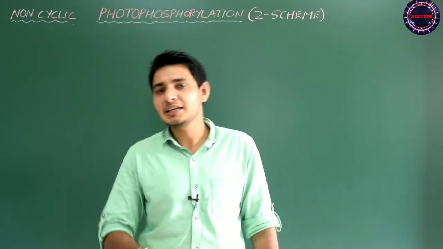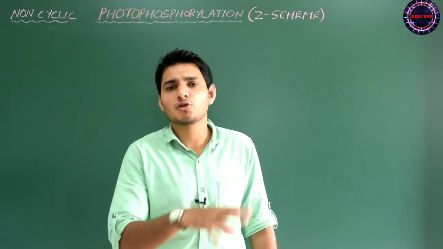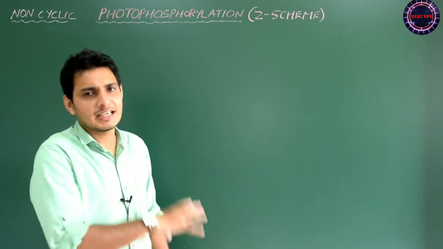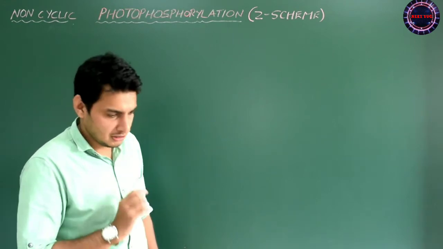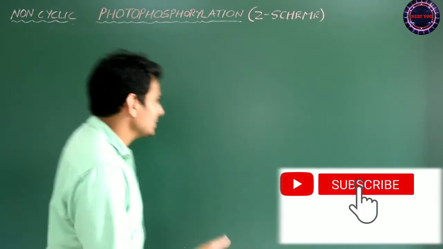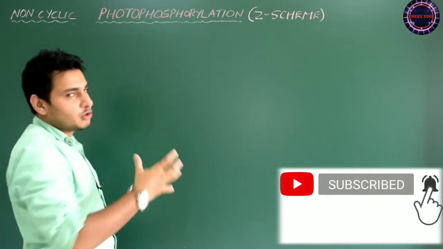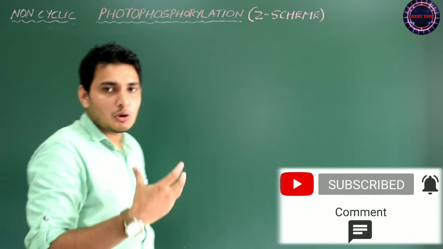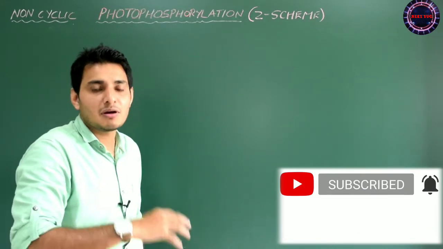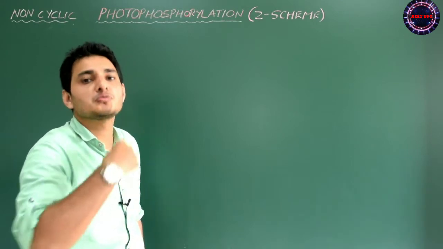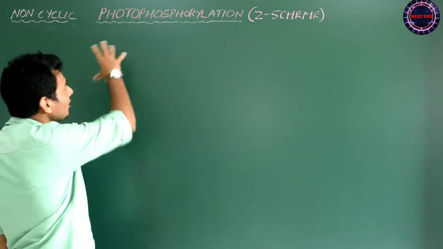I am Arun Kumar. Here I am going to explain non-cyclic photophosphorylation, also called the Z scheme of electron transport system during photosynthesis. What is photophosphorylation? Photo means light, and phosphorylation is the process of synthesis of ATP from ADP and inorganic phosphate. Got it? So it happens with the help of light.